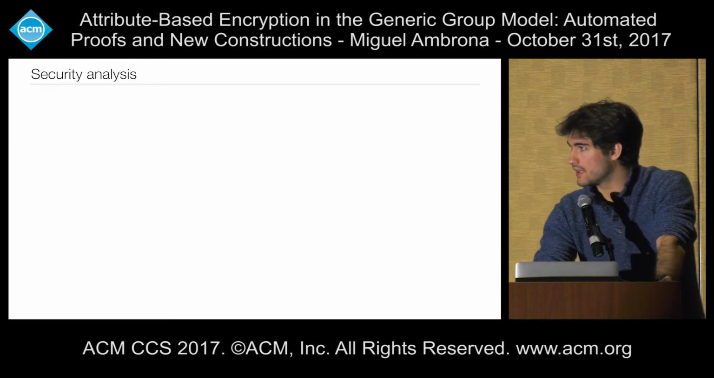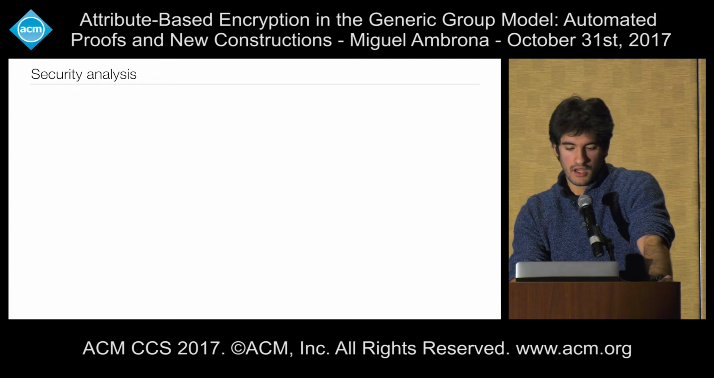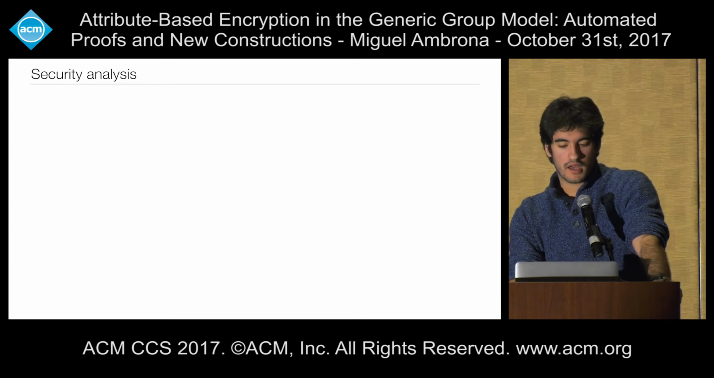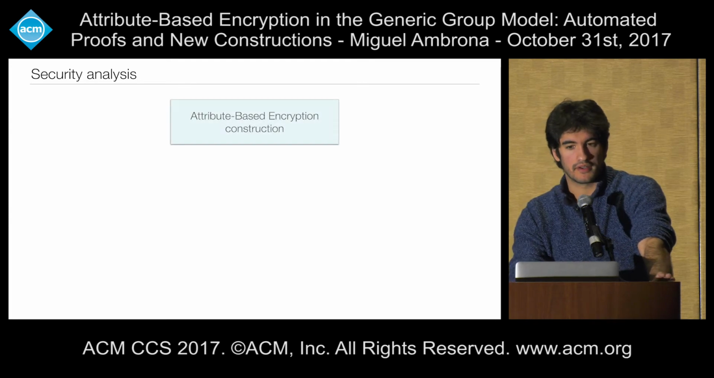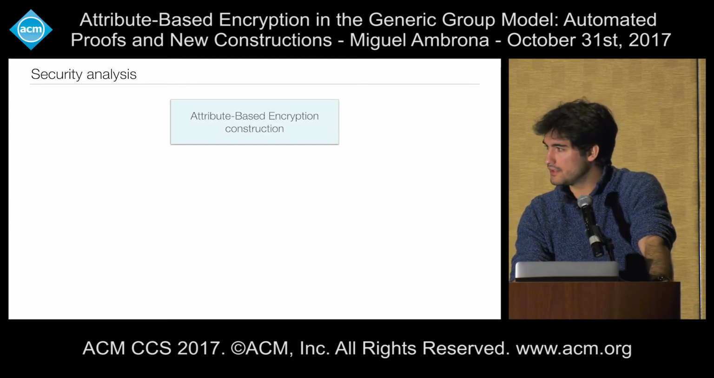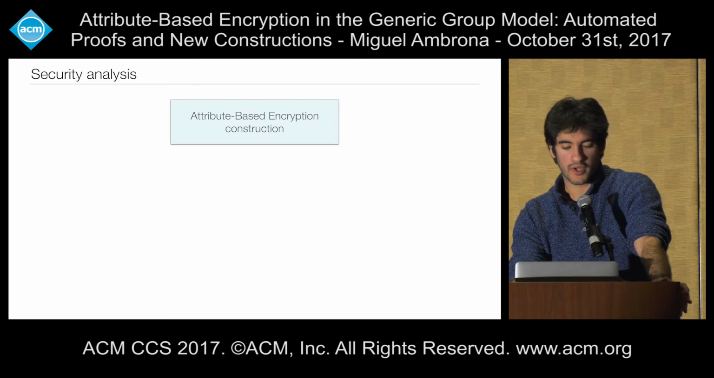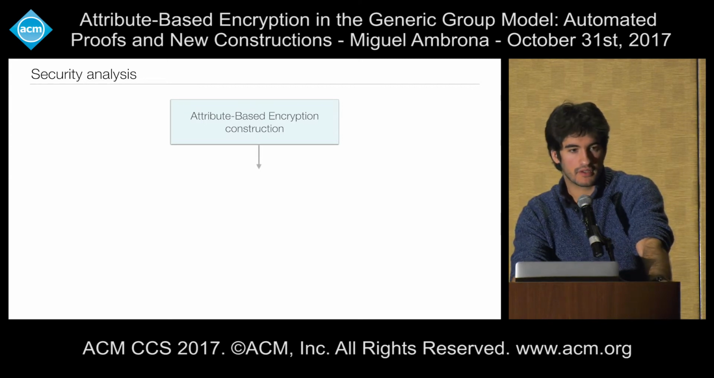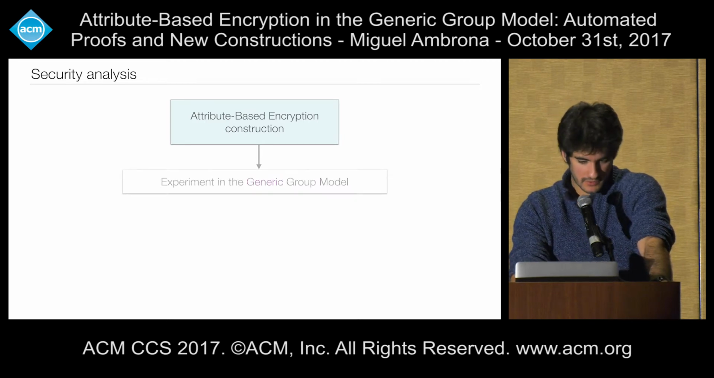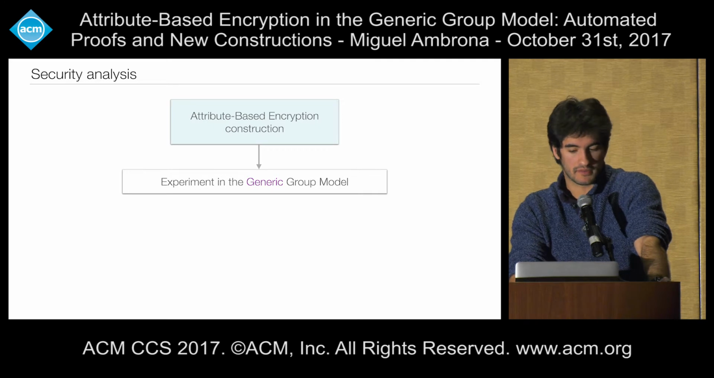So this is how the security analysis works. If you have an attribute-based encryption candidate and you want to analyze it in the generic group model, you will have what we call the experiment in the generic group model. And the first step is to show that this experiment is negligibly close to a symbolic experiment.